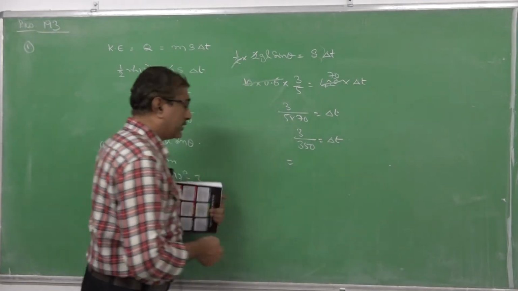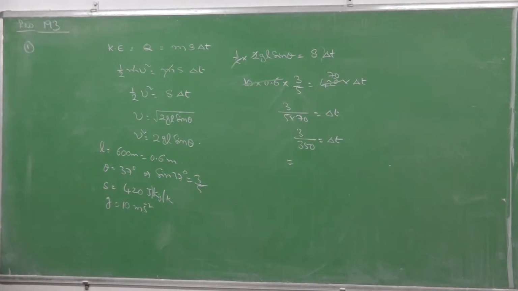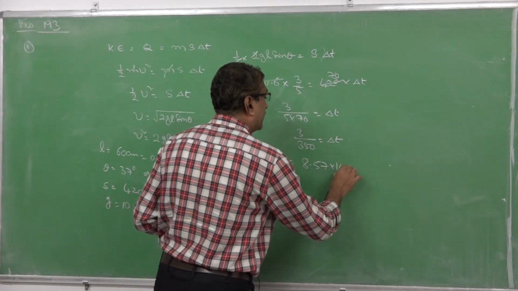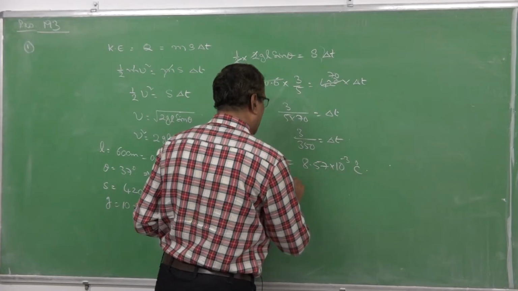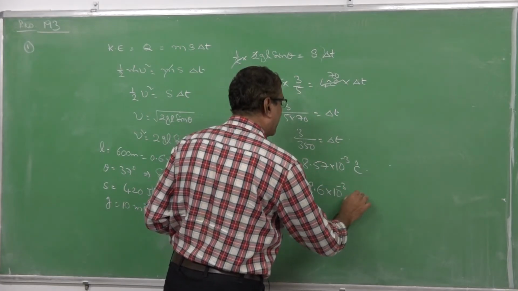So that is approximately 1 minute. 8.57 into 10 power minus 3 degrees centigrade. That is approximately 8.6 into 10 power minus 3.